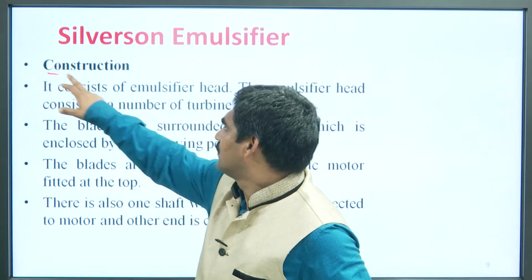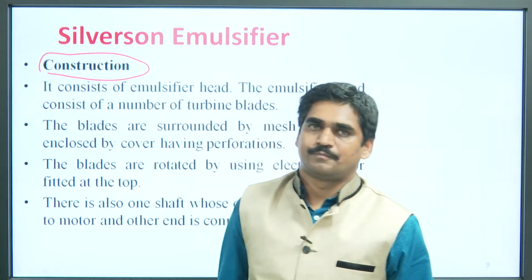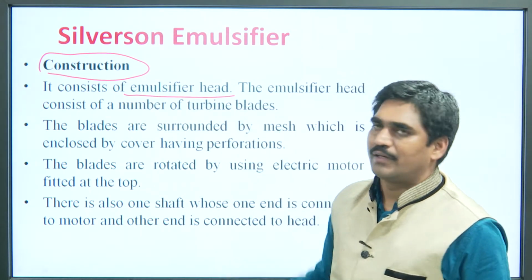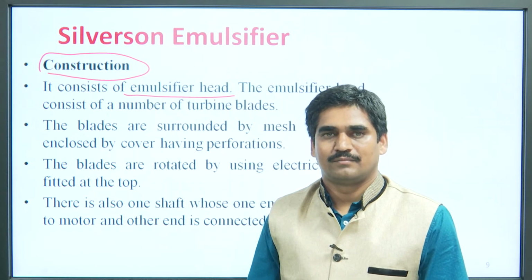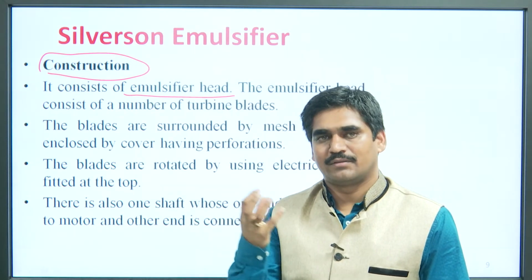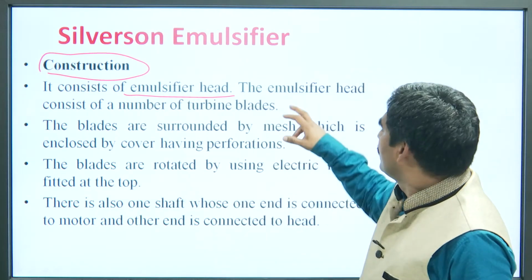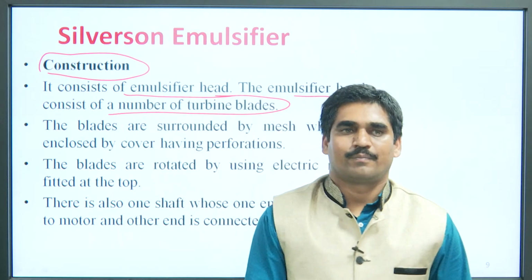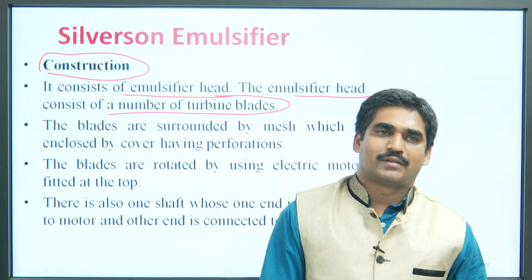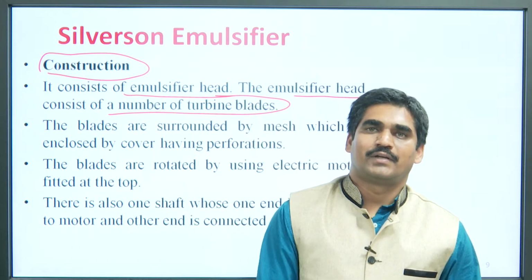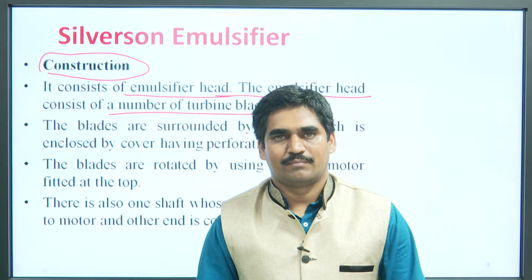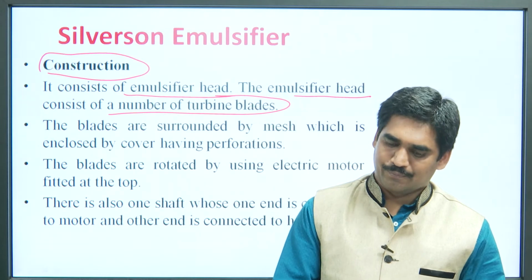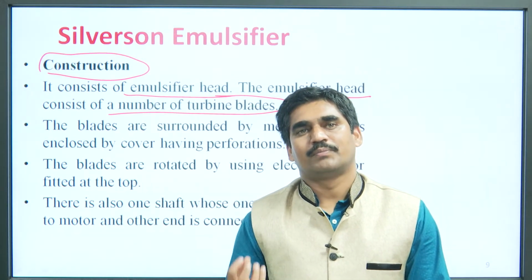Construction of this mixer. It consists of an emulsifier head, as in the previous diagram you have seen that the head is at the bottom. The emulsifier head consists of a number of turbine blades. So, at first it consists of an emulsifier head which is finally attached to a number of turbine blades. These blades are surrounded by a mesh which is enclosed by a cover having perforations.